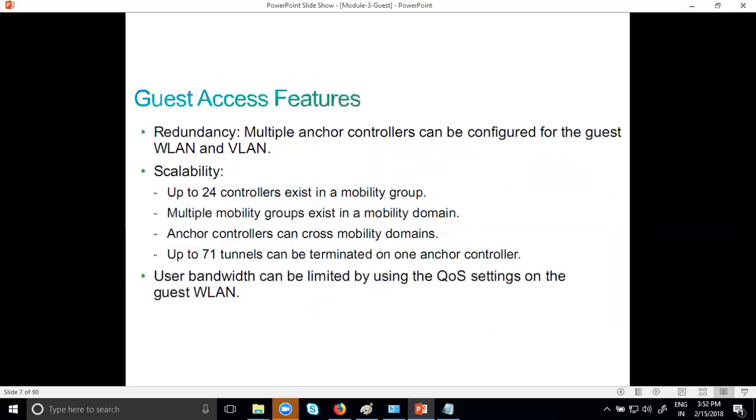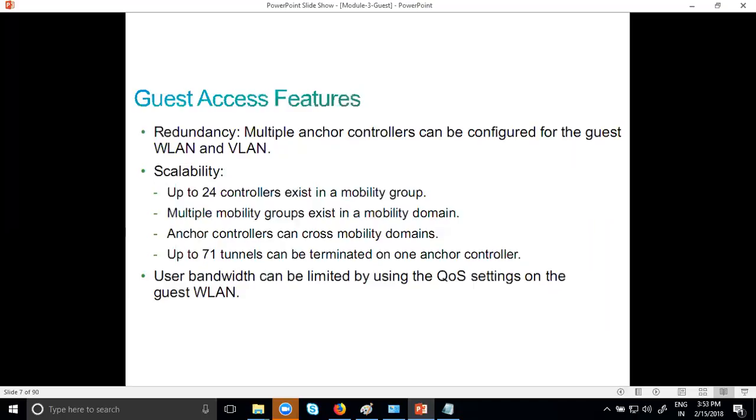There is some information we need to keep in mind while creating an SSID or configuring the controller for guest access: redundancy. What is redundancy? Multiple anchor controllers can be configured for the guest WLAN and VLAN, meaning if one controller goes down, multiple controllers can automatically take over the access points which were controlled by the failed controller.